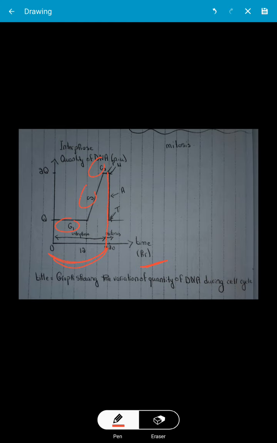Okay, so look here, guys. Here is the G1 phase. The quantity of DNA is Q. It didn't double yet. This quantity is being doubled in the S phase. It's going from Q to 2Q until we reach the G2 phase, where we have a double quantity of DNA, which means that the cell is ready to divide. You should memorize this. You should know how to schematize this graph, okay?